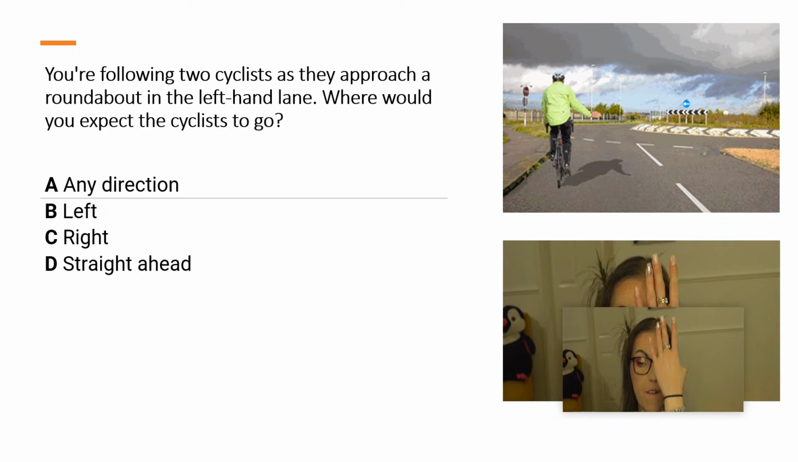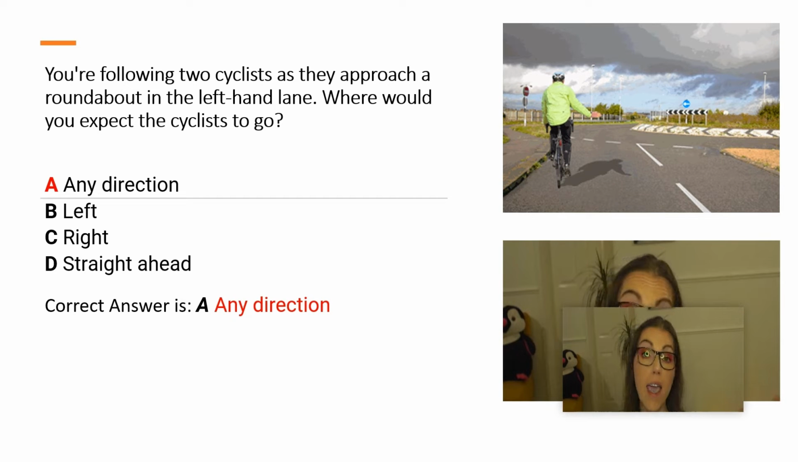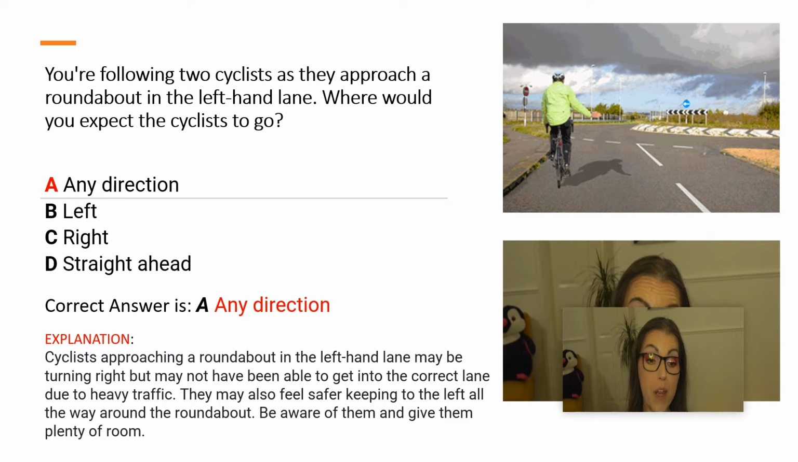5, 4, 3, 2, 1. And the correct answer is A. Any direction. Explanation. Cyclists approaching a roundabout in the left-hand lane may be turning right but may not have been able to get into the correct lane because of heavy traffic. They may also feel they are safer by keeping to the left all the way around the roundabout. Be aware of them and give them plenty of room.